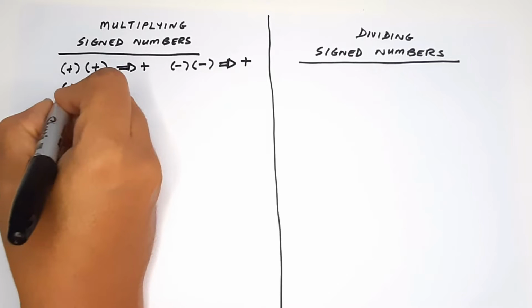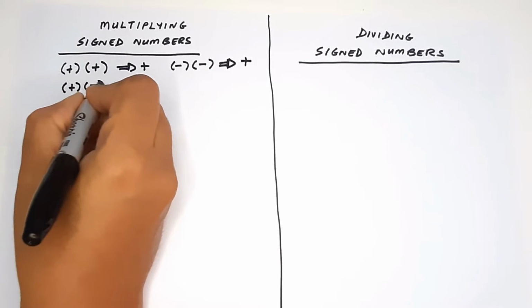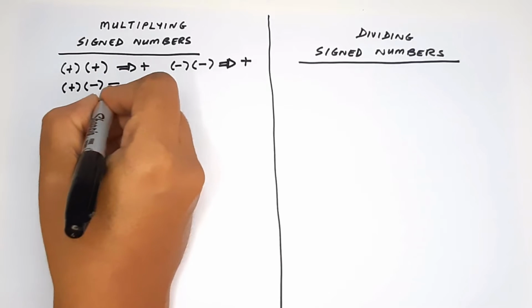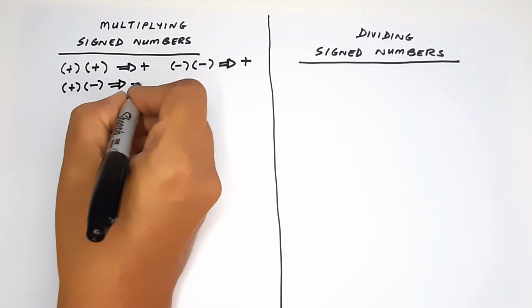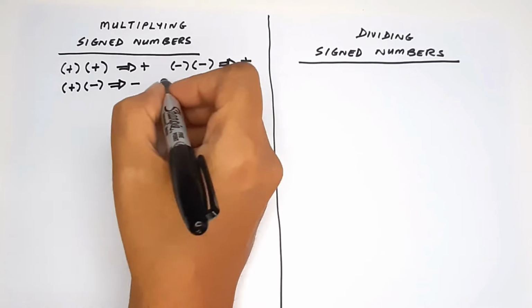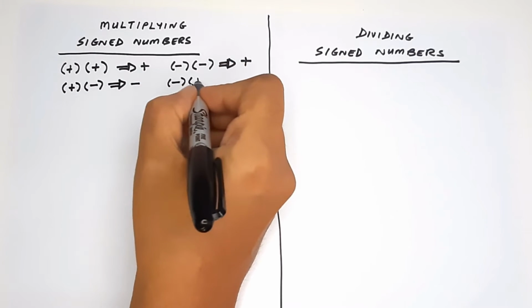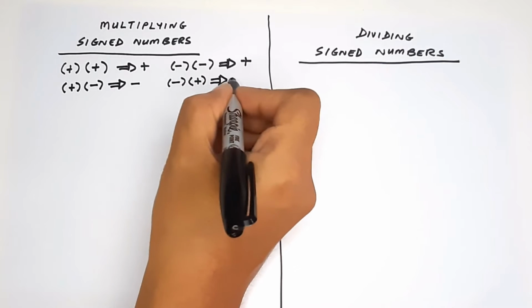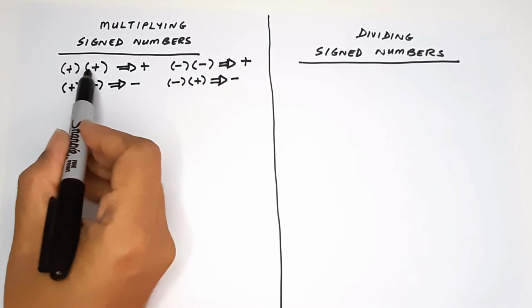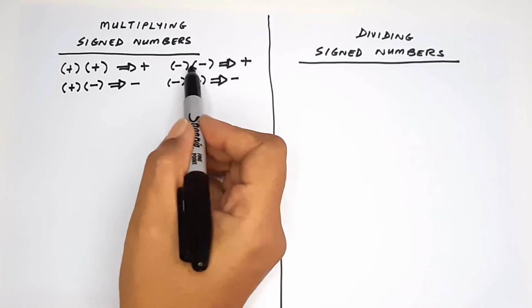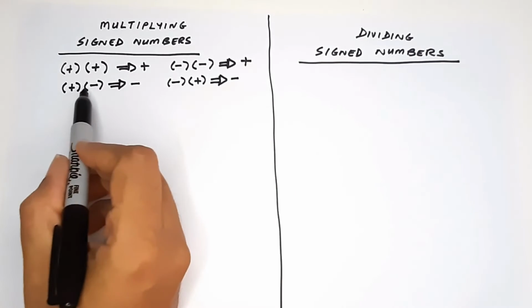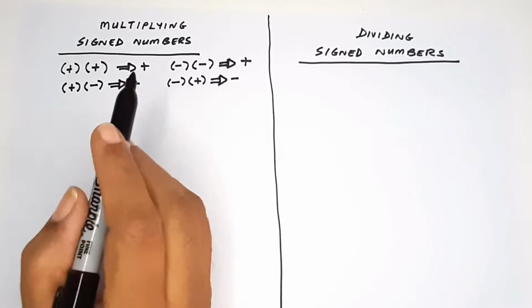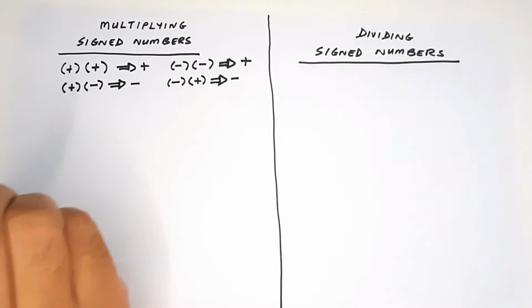And then if you have opposite signs like plus and minus, when you multiply them, the answer is negative. It doesn't matter what the order is. Even if it's a negative and a positive, the answer will still be negative. If the signs are the same, the answer is positive. If they are not the same, the answer is negative. All right, let's look at examples to make this clear.